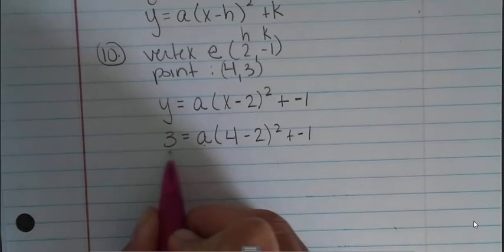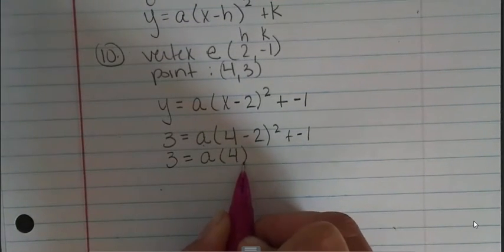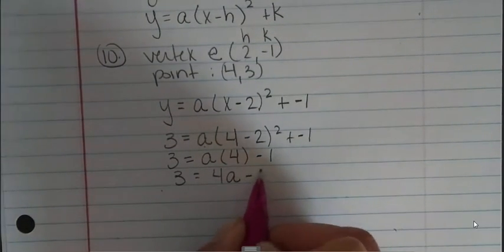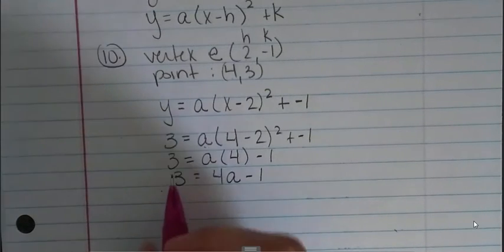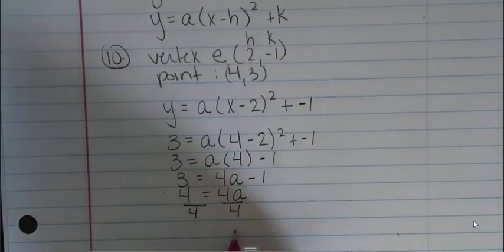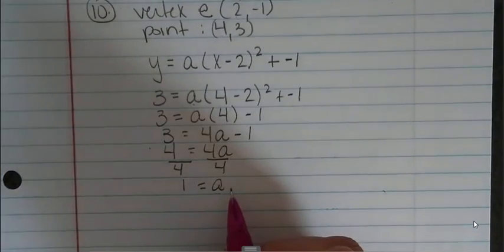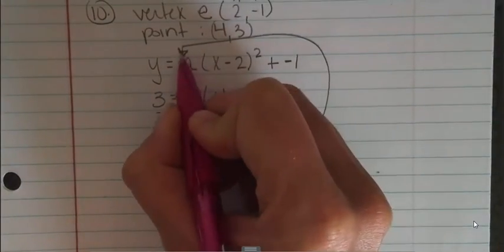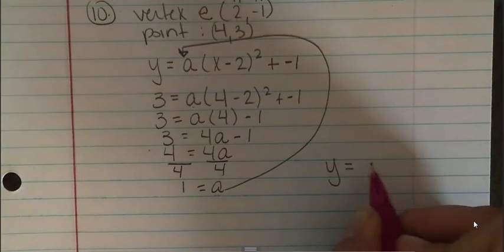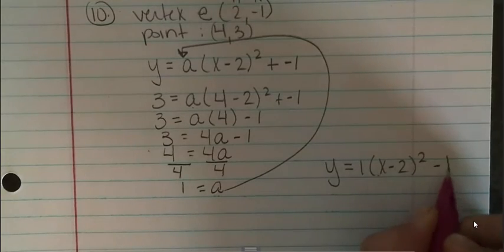All right, so just continuing on to get a by itself, because that's the piece that I'm missing. So this is going to be 3 equals 4a minus 1. Add that 1 over, I get 4 equals 4a. So it turns out that a will actually equal 1. So I'm just going to take that and plug it right back into what I originally had, so that my final equation is y equals, I could put the 1 there or not, x minus 2 squared minus 1.